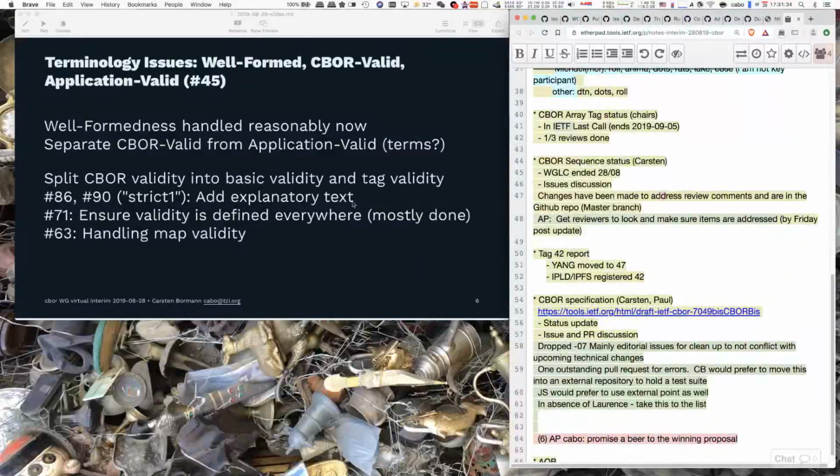Okay, and then of course we still have this term strict, which is actually used to talk about two different things. One is validity checking, and the other one is enforcing preferred encoding. And we have to separate these two forms of strict, which I call strict 1 and strict 2 on this slide set, but of course we need better terms for that, and strict probably is not a very good term anyway.